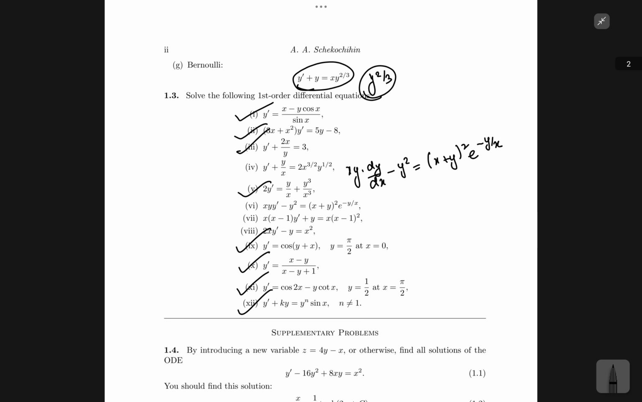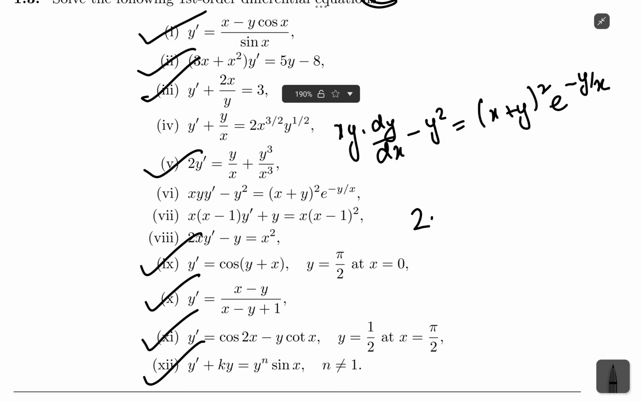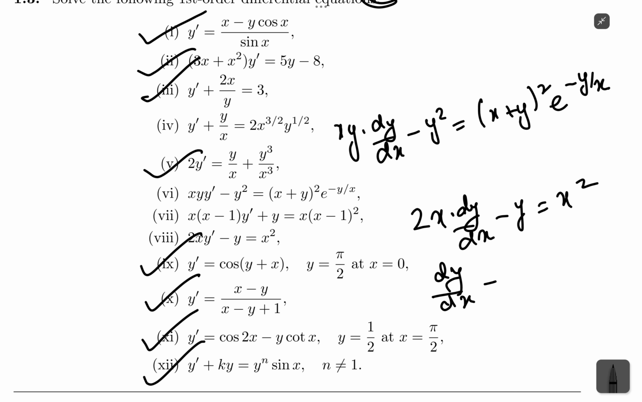Okay, how about this? 2x times dy by dx minus y is equal to x square. So yeah, I can just divide by this 2x term, right?